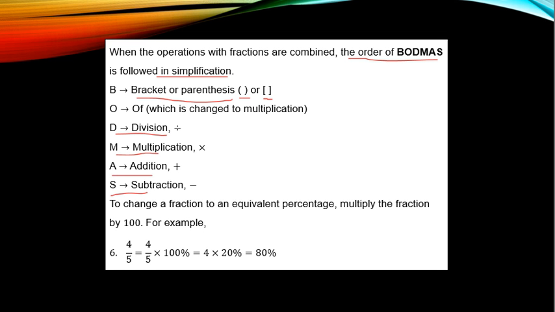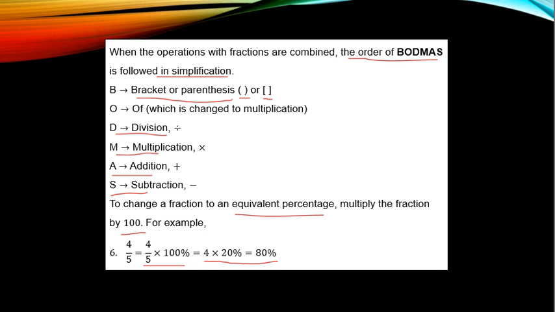To change a fraction to an equivalent percentage, if you have a fraction and you are asked to change it to percent, you multiply the fraction by 100. For example, we are asked to change 4/5 to percentage. You multiply 4/5 by 100%. When you do that, you divide 100 by 5. That is 20 times 4. You have 80%. This is introduction.